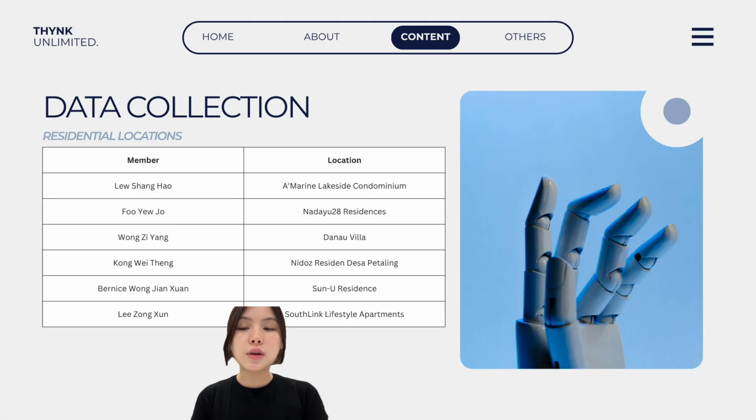For data collection, we first identify the residential location of all group members, and next, travel distances between every location were collected using Google Maps and organized into a distance matrix. These metrics provide the travel distance between each pair of locations and serve as the foundation for constructing the state space and evaluating the search algorithms. Using this data, we were able to model the route planning problem and analyze the performance of the 3 search algorithms in finding the most efficient route.